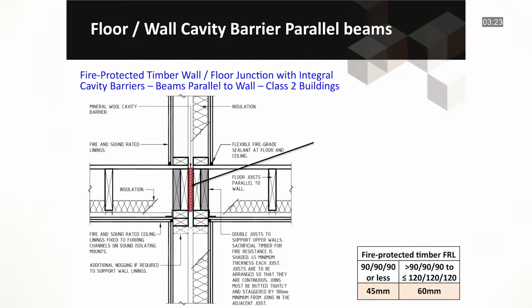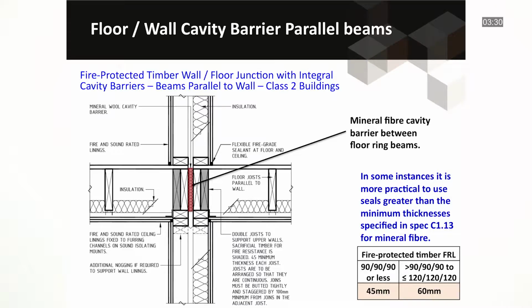Looking in detail at this section of a fire-protected timber wall floor junction, with beams running parallel to the walls for a Class 2 building, you can see here the placement of a mineral fibre cavity barrier between the floor beams, and also the use of solid timber cavity barriers closing off the wall systems.